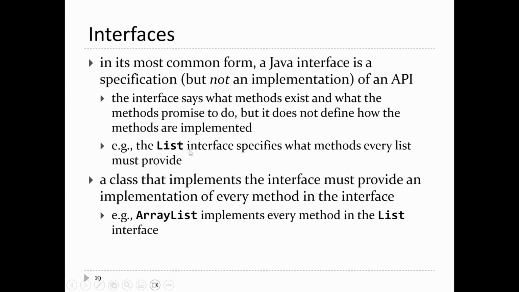So the list interface is an interface that says what methods every list type must provide. Usually when you use an interface, you need a class that implements the interface. So you need the interface itself, and then you need a class that provides the methods that the interface says it must provide. A class that implements an interface must provide an implementation of every method in the interface. That's true enough for now. It's not exactly true, but that's true enough for now. For example, the array list type that we've seen in class must provide every method that's in the list interface.